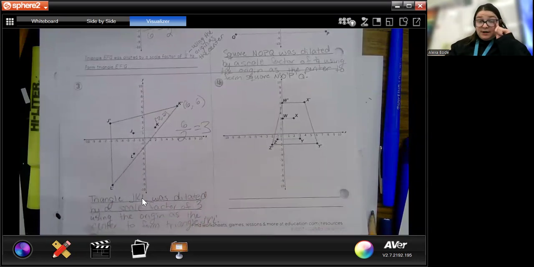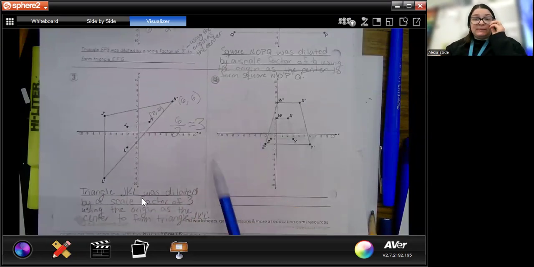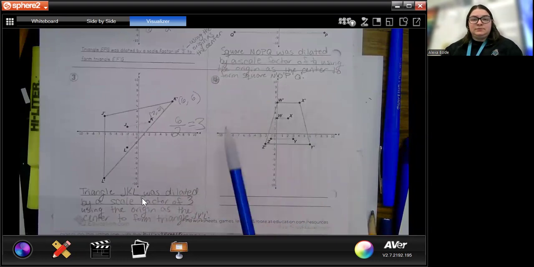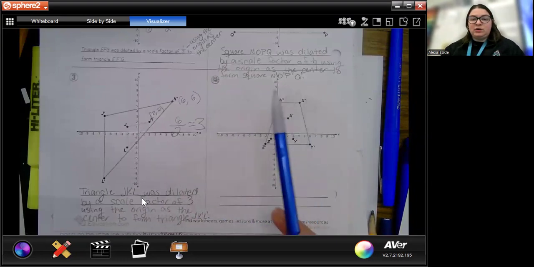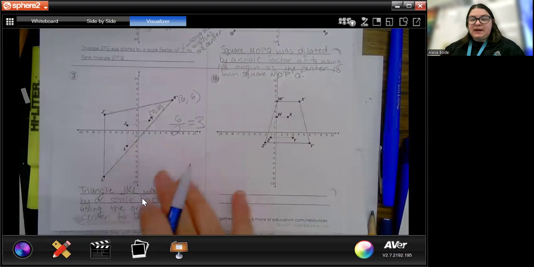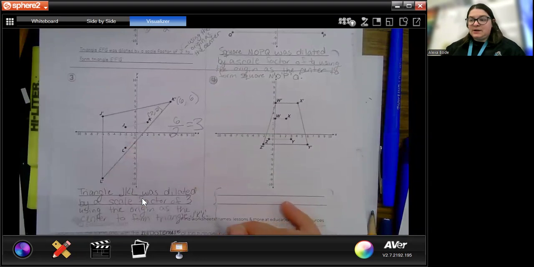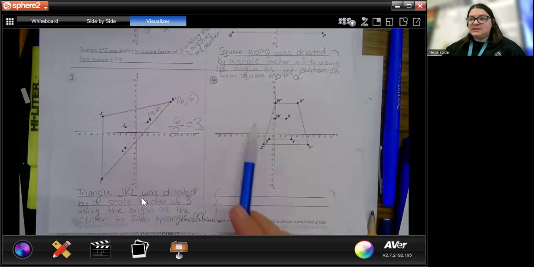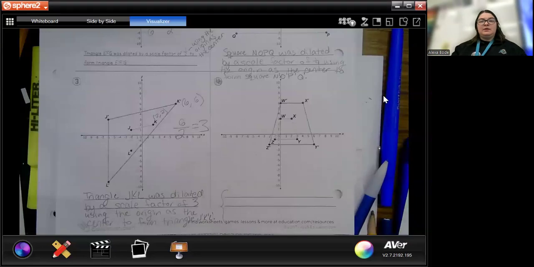So tomorrow for your entrance ticket, I'm going to be looking for number 4 to be done on your own. Okay? So you'll be allowed to use this paper, and then you'll just have to tell me what the complete sentence is to describe this dilation. If you guys have any questions, please let me know tomorrow.